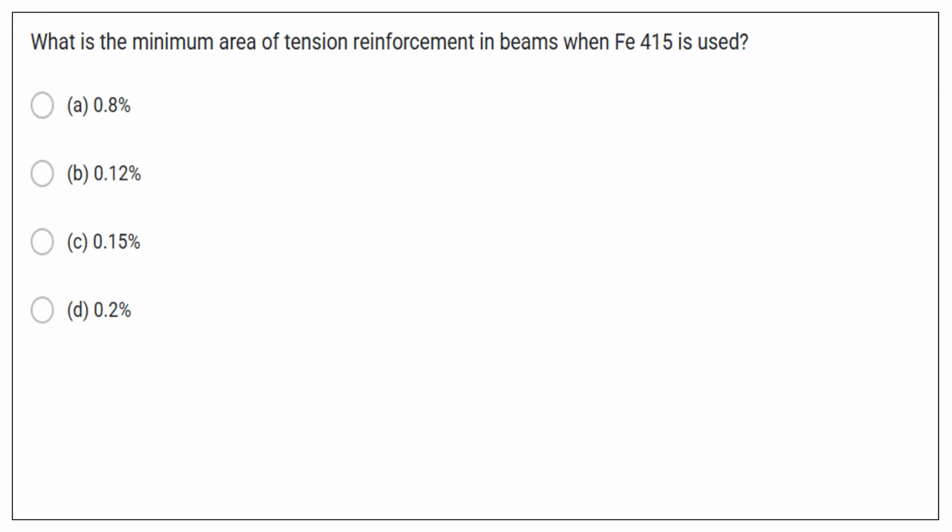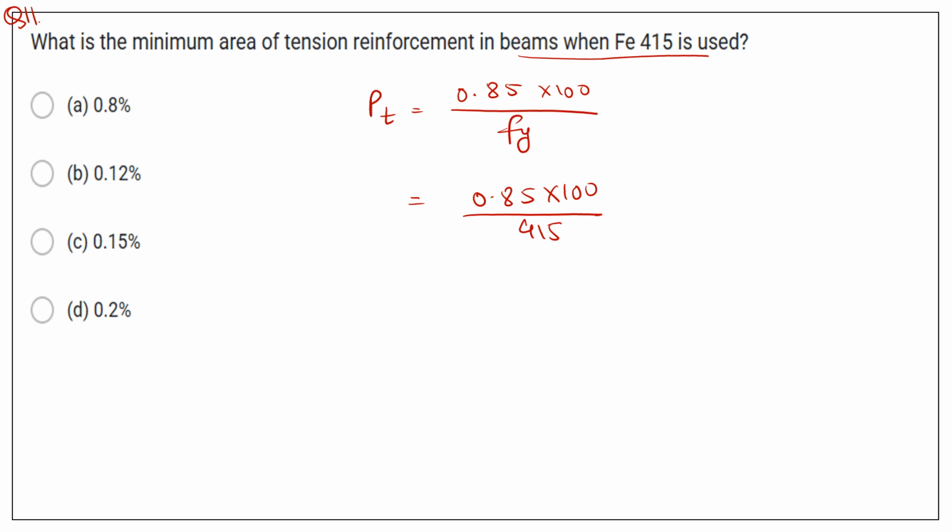The next question, question number 11. What is the minimum area of tension reinforcement in a beam when Fe415 is used? For Fe415, the minimum area of tension reinforcement PT is equal to 0.85 into 100 divided by Fy. So 0.85 into 100 divided by 415 is nearly equal to 0.2%. So here option D is correct.